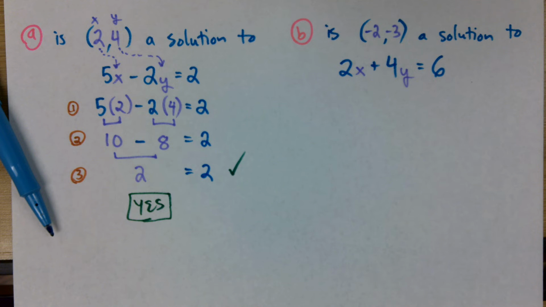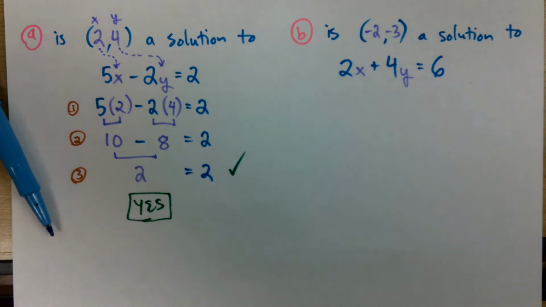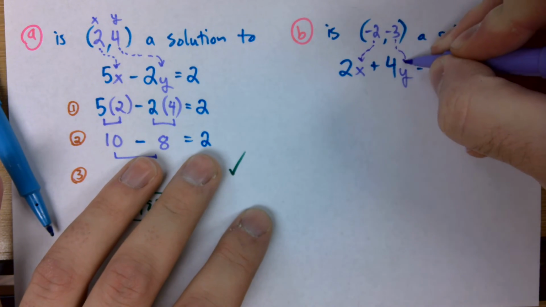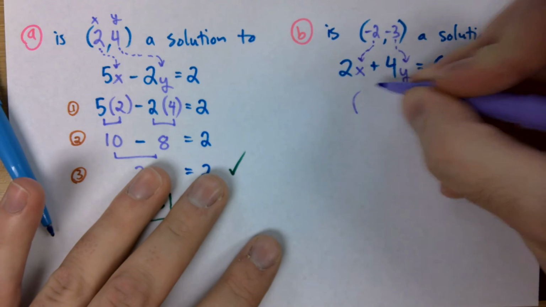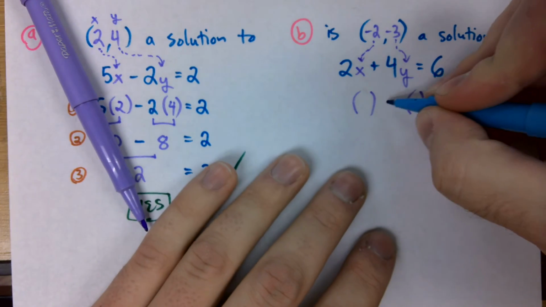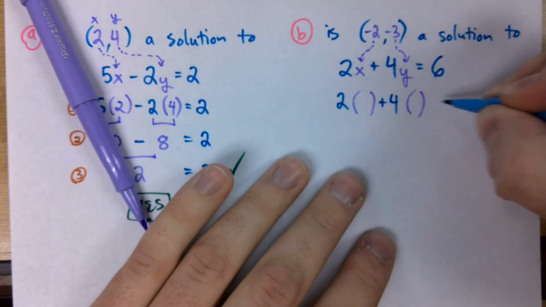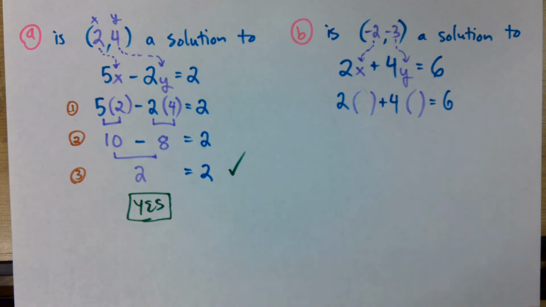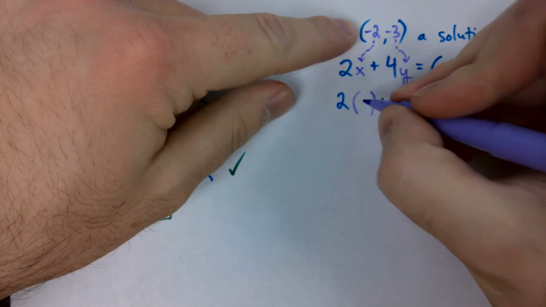What's our step 1? First thing we've got to do. Noah? Plug in x for x. Negative 2 goes right there. Plug in y for y. Negative 3 goes right there. We're going to rewrite them as parentheses, and rewrite all of our constants around it. Let me write those numbers in place.